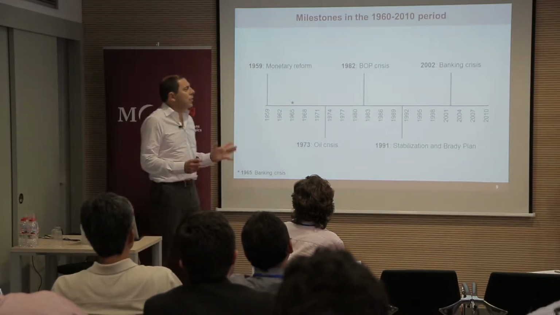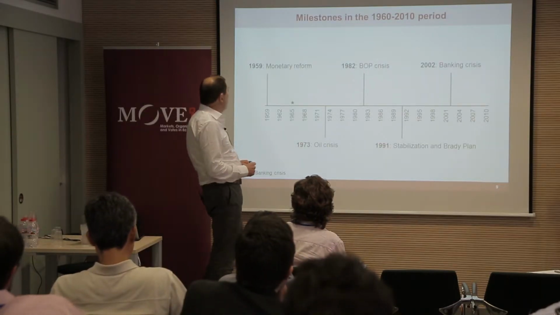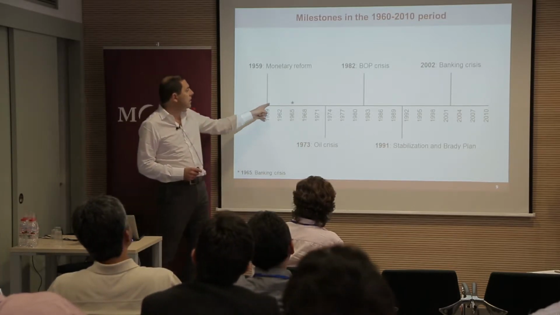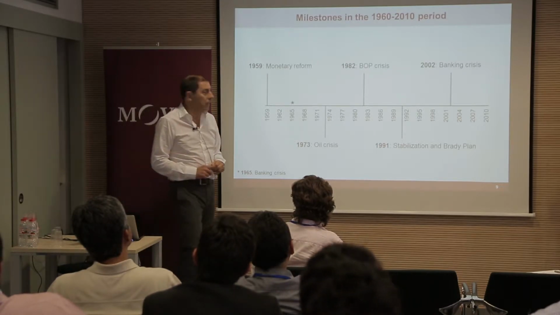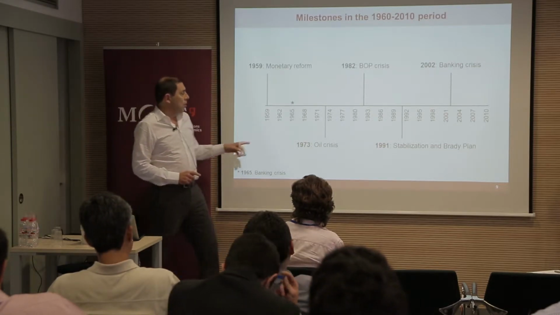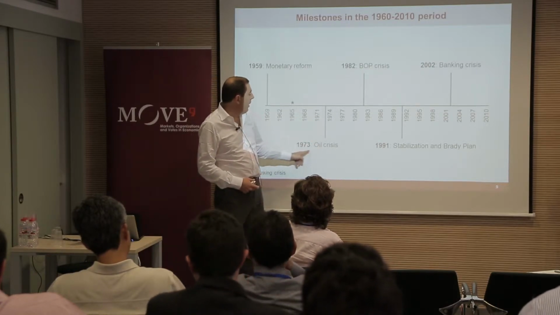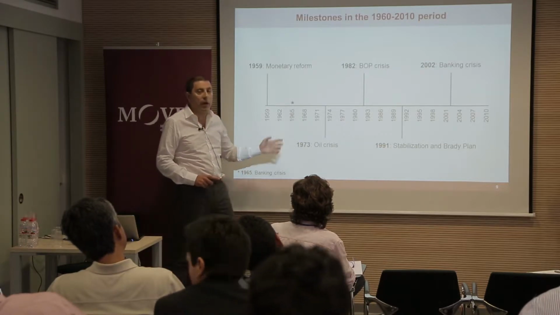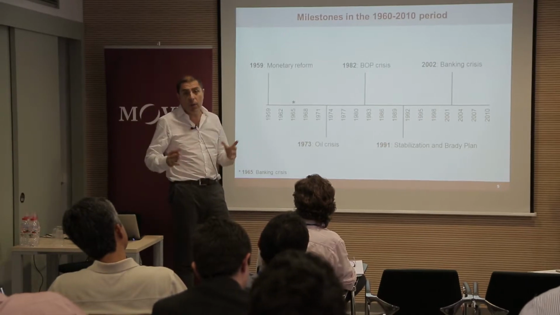This is the history of Uruguay. These are the principal milestones that we have during the period. We started the period with a very important monetary reform. In 1960, we had the first agreement with the IMF, specifically during the monetary reform. So we divide the period because at the end of this period, we have a big shock from the international economy with the oil crisis, and it started a lot of changes in our economy.